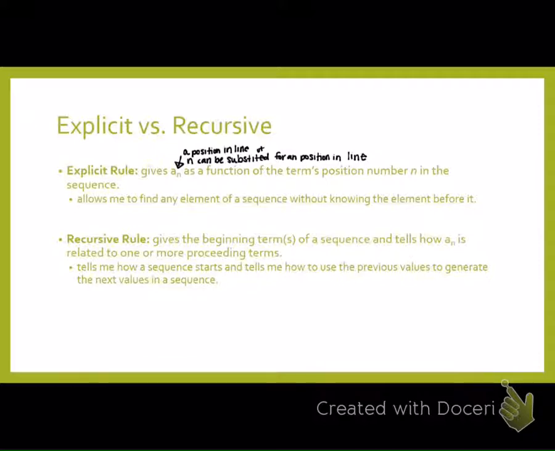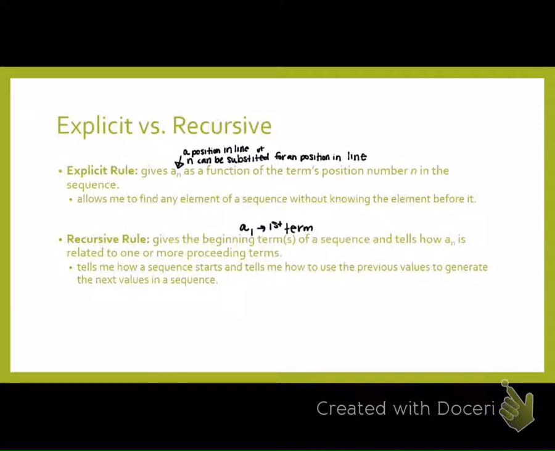The other one is the recursive rule. The recursive rule gives you the beginning term of the sequence, which we call A sub 1. That is the first term, because it has the 1 in for n. Do you see that 1 in place of the n in the previous one? Yes. So that means the first term in line of a sequence, and it tells you how A sub n is related to one or more of the preceding terms.